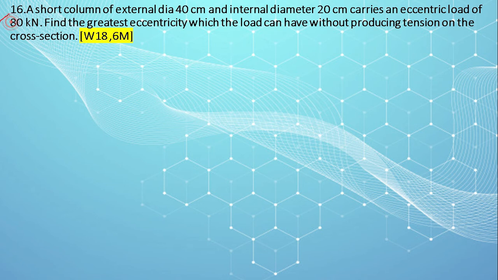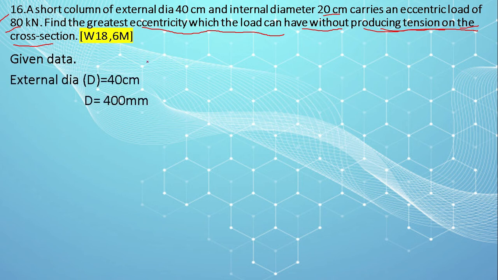Now problem number 16. A short column of external diameter 40 cm and internal diameter 20 cm carries an eccentric load of 80 kN. Find the greatest eccentricity which the load can have without producing tension on the cross section. This question is from the winter 18 paper. This was 6 marks.